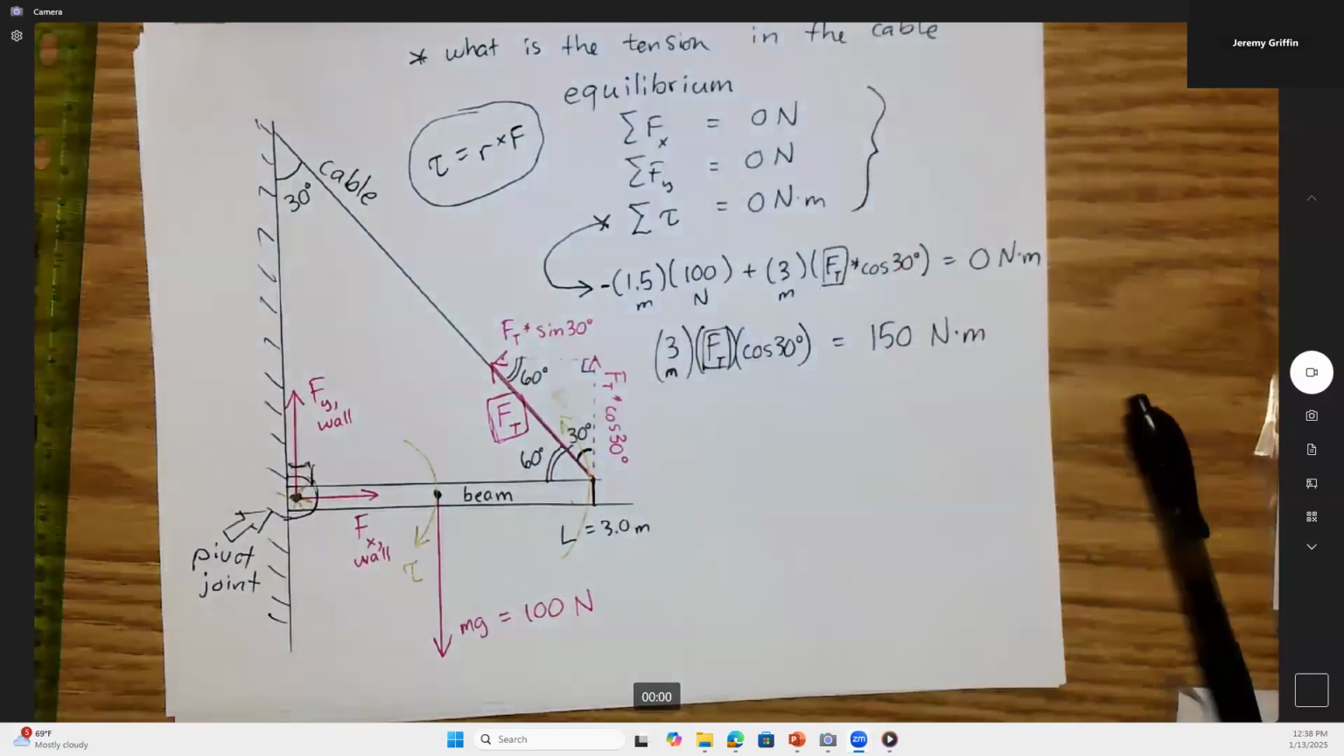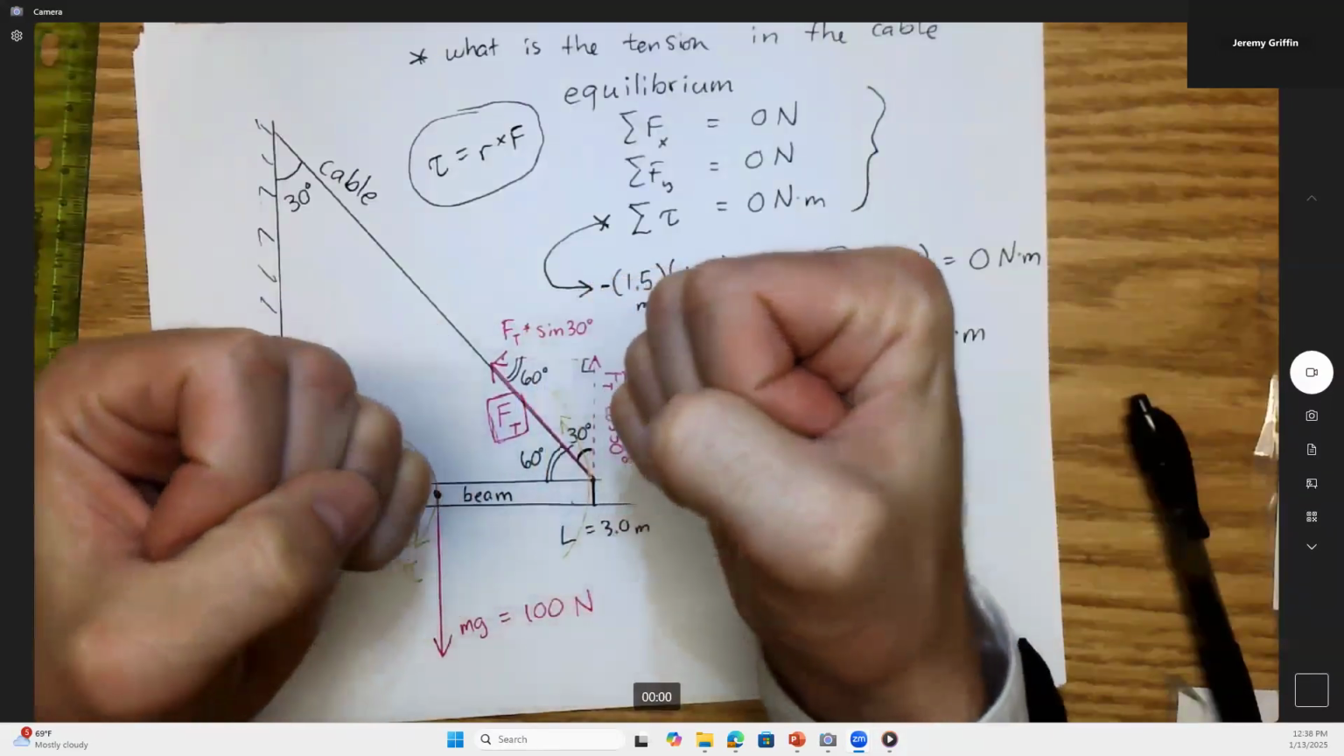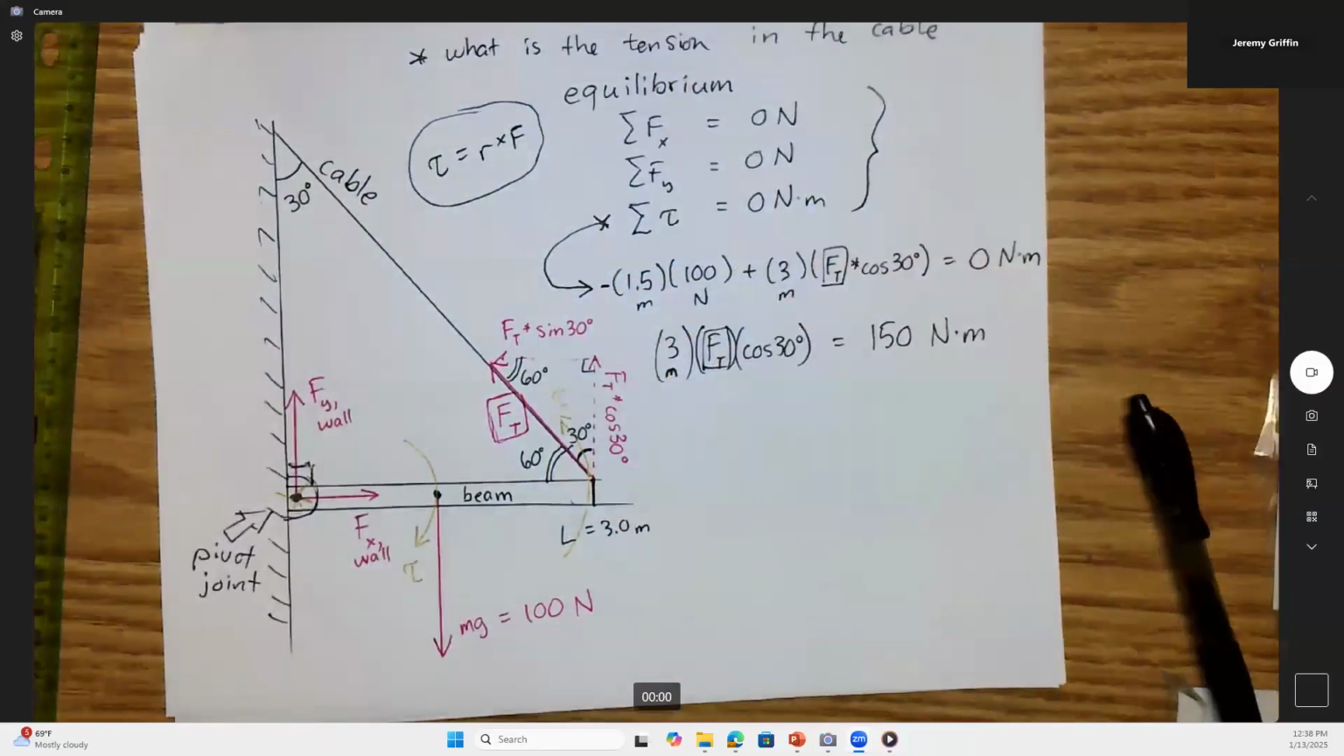You guys remember one of the labs I had you do last semester? Took some spring scales, pulled up a weight. You spread the spring scales out to like a Y shape and then a T shape. The more you spread them out, the more the force was, right? It's kind of like this too, right?